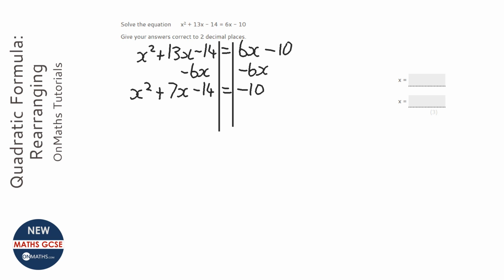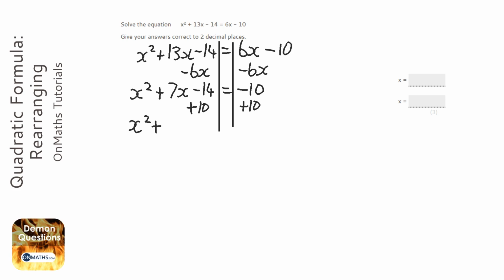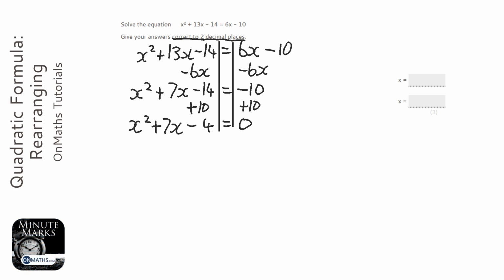And then I'm going to get rid of that minus 10, so I'm going to add 10 to both sides. So it's going to be x squared plus 7x minus 4 equals 0. Now the first thing I do is look at it and go, can I factorise it? Well, given the fact that it wants an answer correct to 2 decimal places, that's a bit of a hint that you're not going to be able to factorise it. Because when you factorise it, you'll normally end up with a much nicer number.